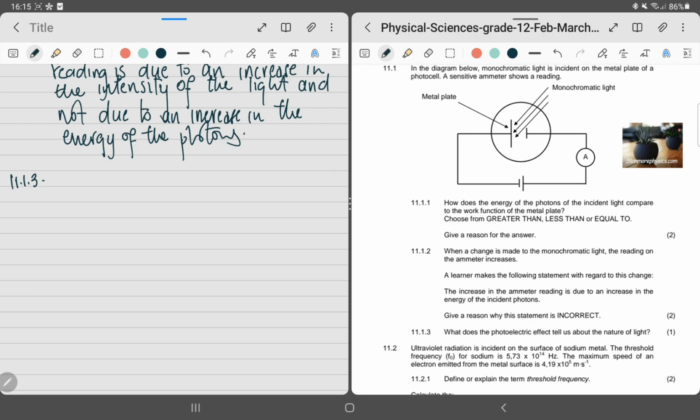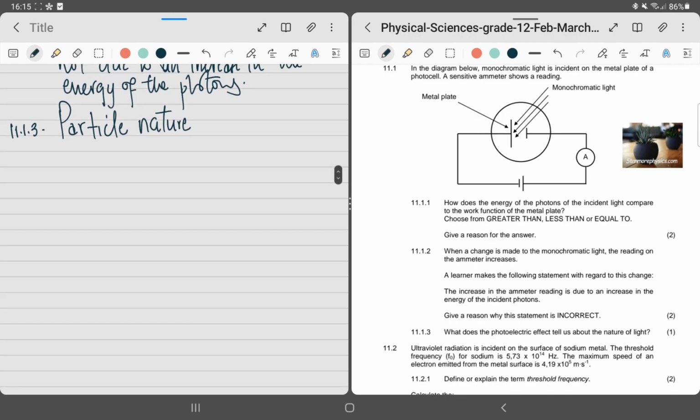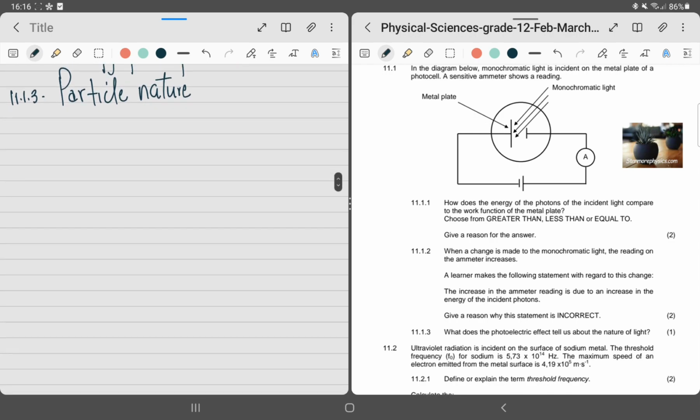11.1.3. What does the photoelectric effect tell us about the nature of light? Well, it tells us that light has a particle nature. Because if you remember, we have the wave-particle duality, which tells us that light can either be a wave or it can behave as a particle. So the photoelectric effect focuses on the particle nature of light.